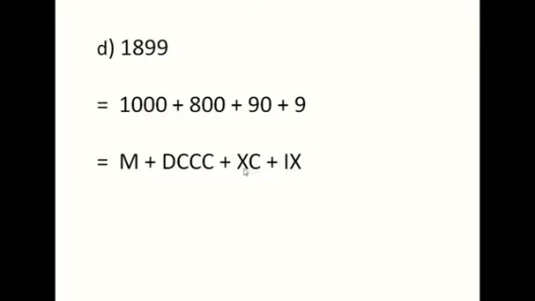Now we will not write this plus symbol, we will write all together and it will represent 1899. I hope you are clear. Now have a look at this example. The number is 5206. So we will express it in expanded form.